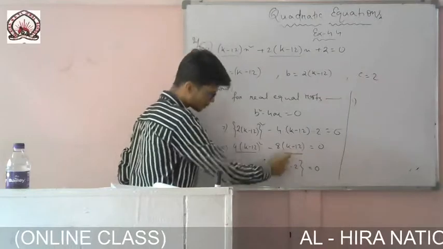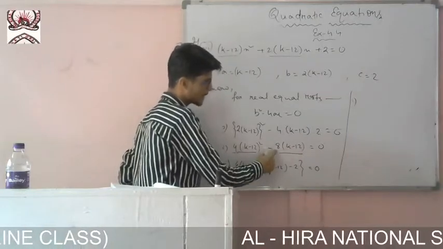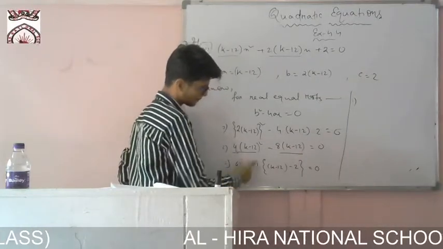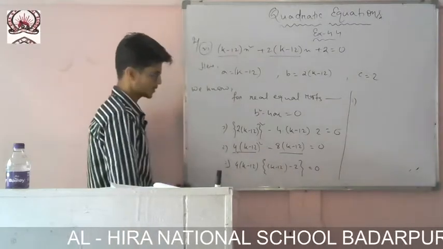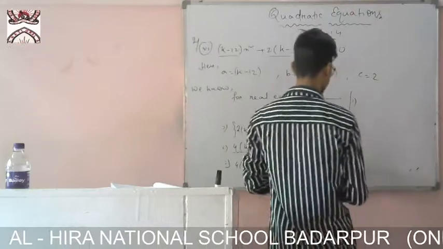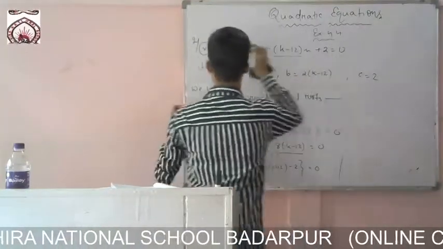And there, from the k minus 12 I have taken common, and there 8 is there. So 4 I have taken common, so 4 twos are 8. So it is like this. So now it became very easy. You see here, easily I can solve it.